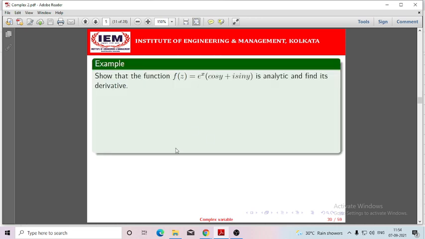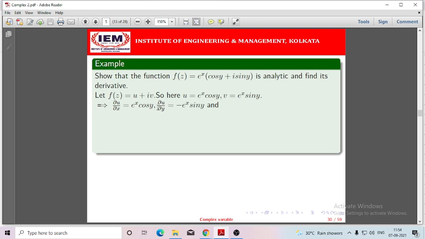Then I am discussing a problem here. The function f(z) equals e to the power x times (cos y plus i sin y). This is a function of a complex variable. Here you don't need to separate u and v, rather they are given. You need to show that it is analytic and hence find its derivative. So f(z) equals u plus iv, where u is e to the power x cos y and v is e to the power x sin y.